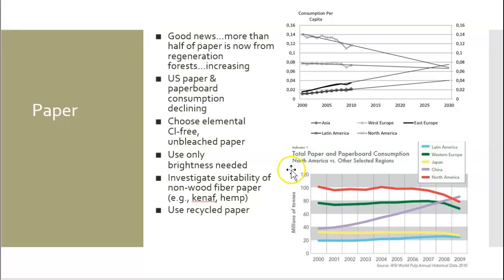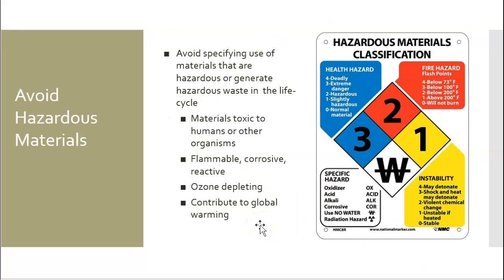Okay, so improvement would be using only, when it says brightness, what that is referring to is there are different qualities associated with paper. So you may not need to use the absolute best paper when you're printing. You could use recycled paper and it'll be just fine. And then the other possibility is to use alternatives to paper made from forests. You can make paper from things like kenaf and hemp.